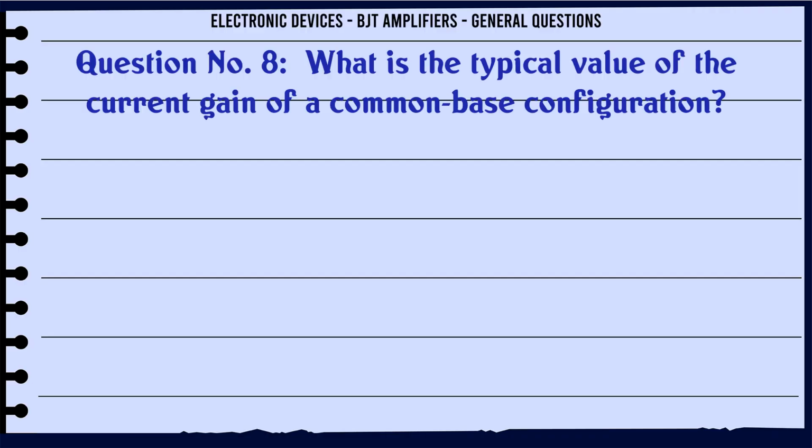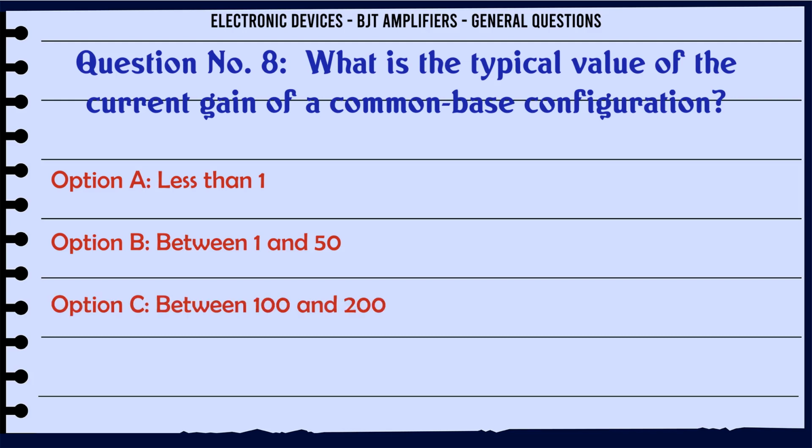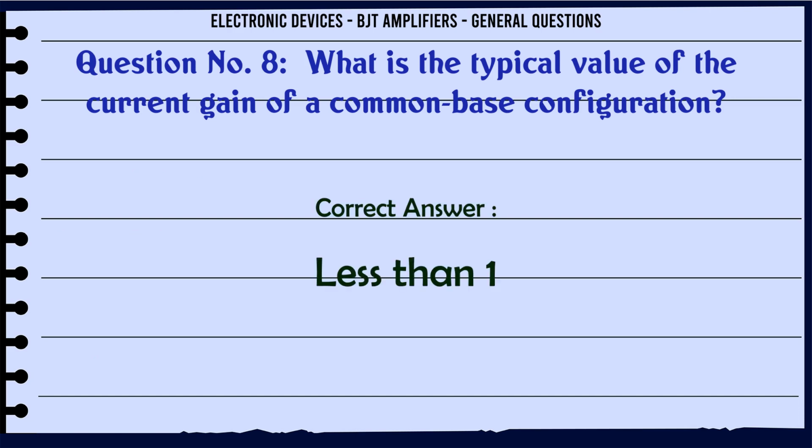What is the typical value of the current gain of a common base configuration? A. Less than 1. B. Between 1 and 50. C. Between 100 and 200. D. Undefined. The correct answer is less than 1.